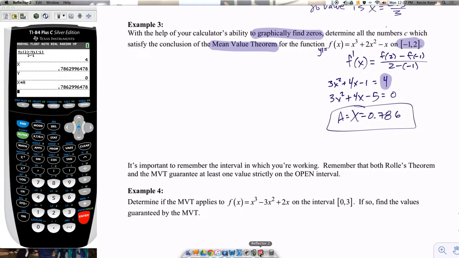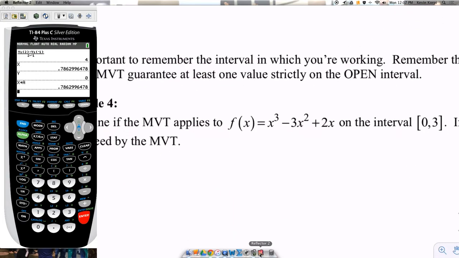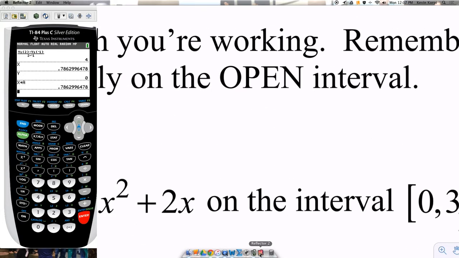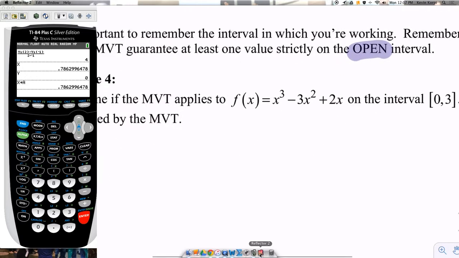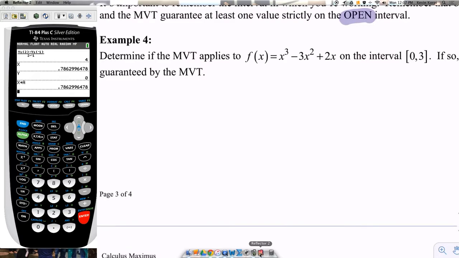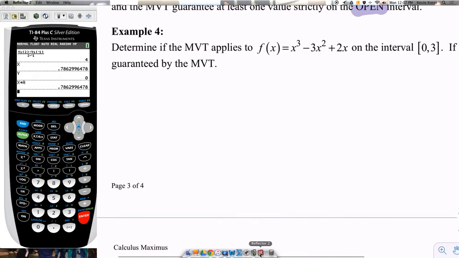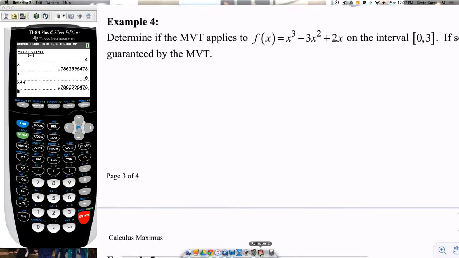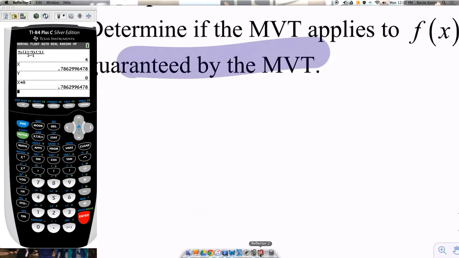All right, it's important to remember that you need to be looking on the interval that the mean value theorem guarantees, which is what type of interval? Open interval. Okay, so I mentioned this the other day that sometimes College Board is going to give you a problem where one of the solutions is not just outside the interval, but one of them is actually an endpoint of the interval, and you need to know not to include it if it's asking for the values guaranteed by the theorem. Like example 4. Determine if the MVT applies, and if so, find the values guaranteed by the theorem.